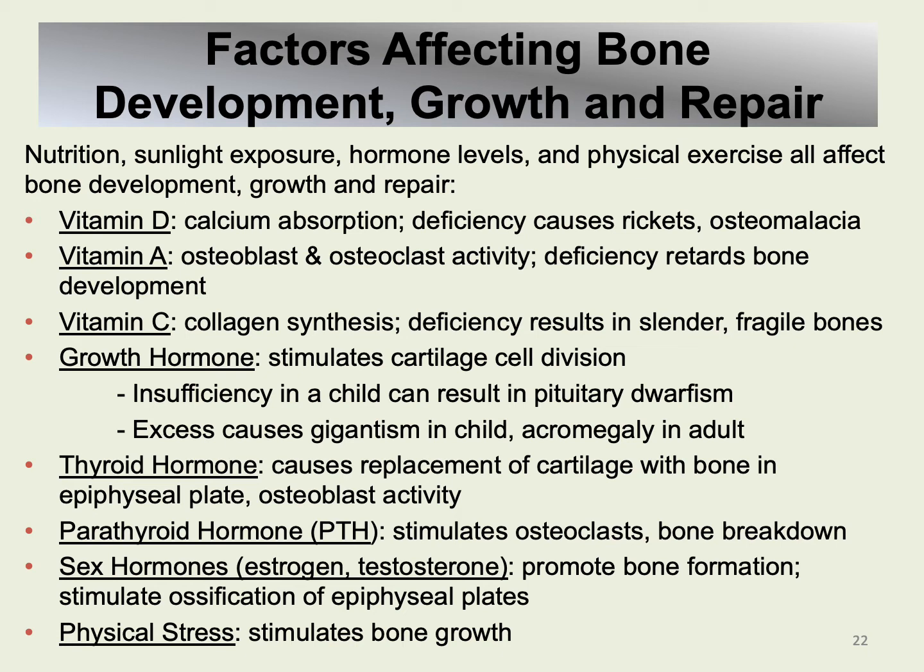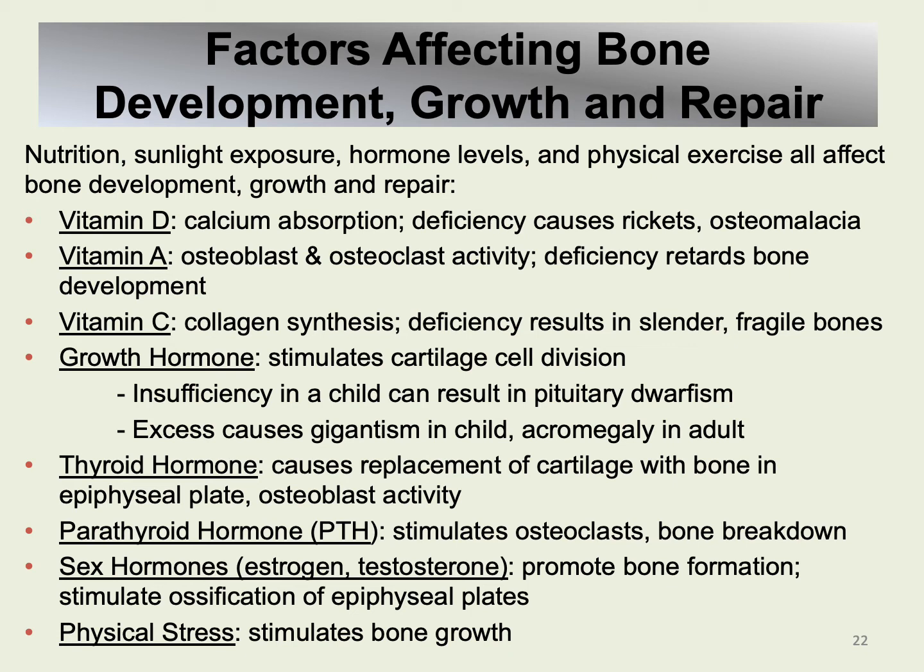The hormones. Growth hormone, thyroid hormone, parathyroid hormone, and sex hormones all affect development, growth, and repair. Growth hormone stimulates cartilage cell division. If there is insufficiency or excess of growth hormone, it will cause some diseases. Insufficiency in a child results in pituitary dwarfism, and that means they will be very short, but all parts of their body will be proportional. It will be like a smaller-size adult.